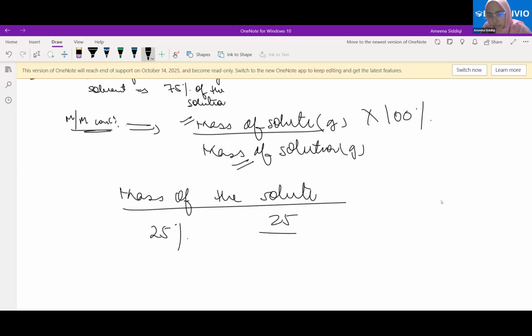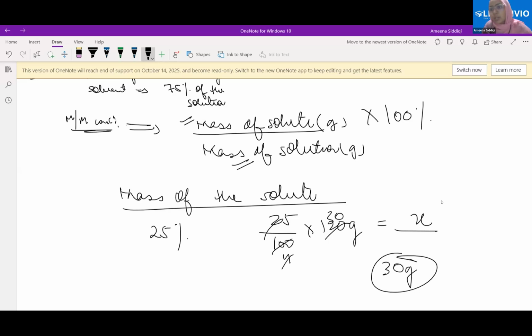So therefore, 25 divided by 100 into 120 grams, I will get the mass of the solute. Let's consider that as x. Okay. Then it will be 1 by 4 into 120, 30 grams. 30 grams will be the mass of the solute. I will apply this in the formula: 30 divided by 120 into 100%. Is it clear? That is 25. Yeah, that will obviously eventually come out to be 25. I was just telling you the approach.